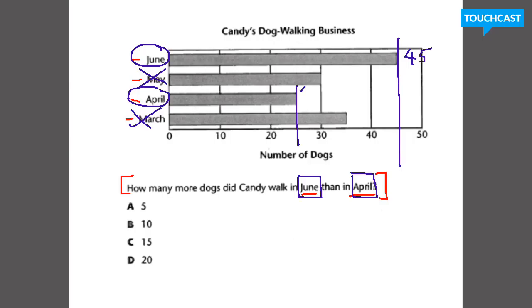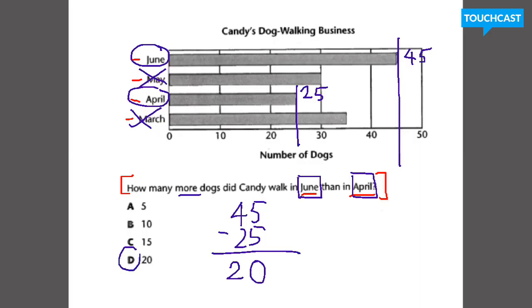Good, it's 25. So if I'm comparing how many more dogs Candy walked in June than April, well, that operation is subtraction. 45 minus 25 would be 5 minus 5 is 0. 4 tens minus 2 tens is 20. So the correct answer was D, 20.